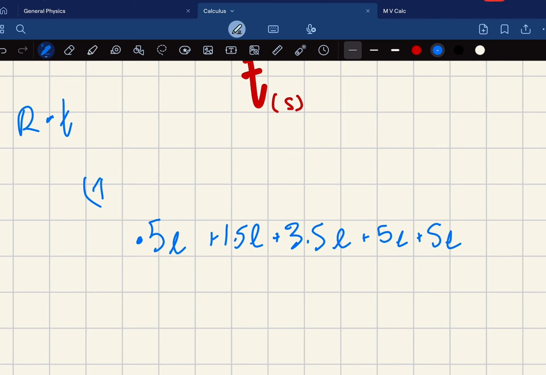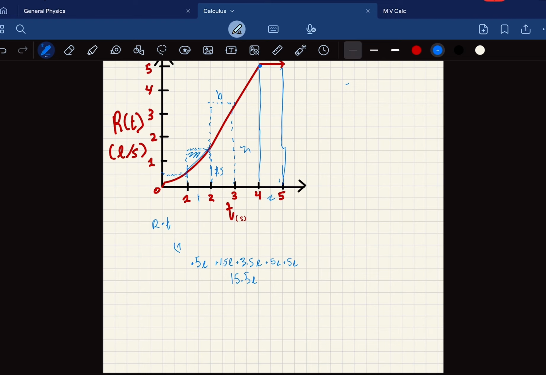However, it is still good for understanding, and the closer we put these points, the more accurate it will be. So our answer for our amount of gas pumped in over this time span is 15.5 liters.